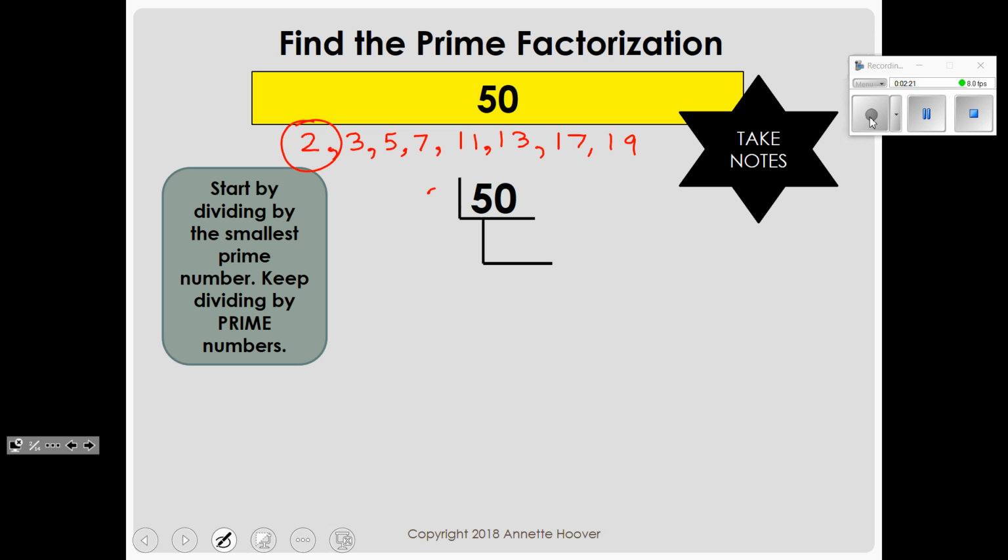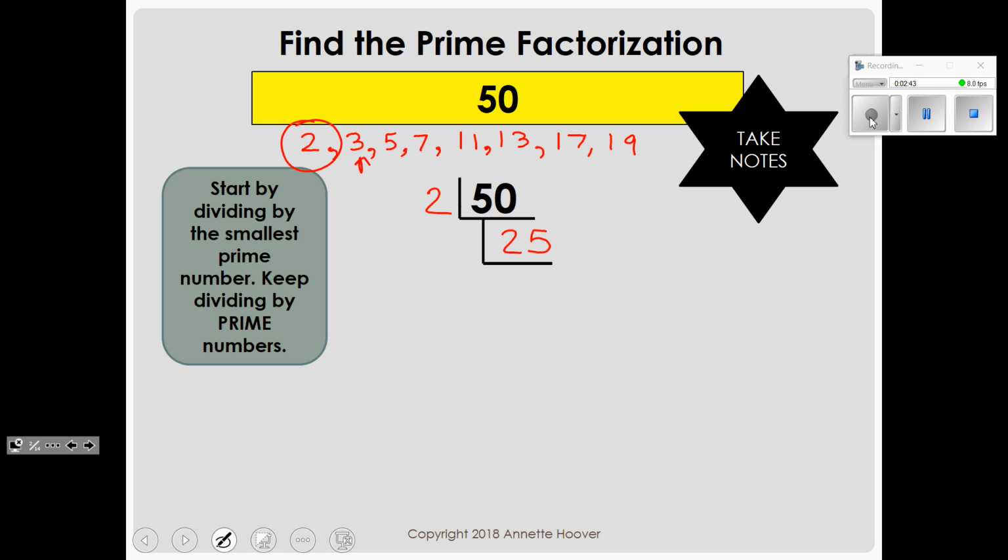If the answer is yes, we divide it by 2, and that would be 25. With the next 25, again, we start with the smallest prime number, which is 2, and we ask ourselves, is it divisible by 2? It is not, because it is not an even number. The last digit does not end in 0, 2, 4, 6, or 8. We go to the next prime number. Is it divisible by 3?